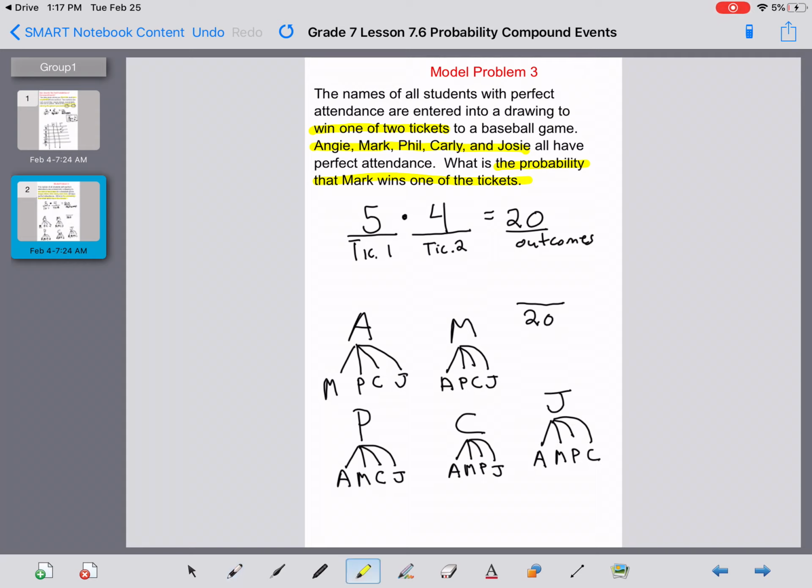Now, I need to find the probability that Mark wins one of the tickets. So I need to see everywhere I have Mark winning a ticket. I have one option here. I have 1, 2, 3, 4 options here. So I'm up to 5 total. There can be 6, 7, 8. Those are all the possibilities where Mark can win a ticket. So it'd be 8 out of 20. And I can reduce 8 out of 20 to 2 over 5. So there's a 2 out of 5 chance that Mark wins one of the tickets.